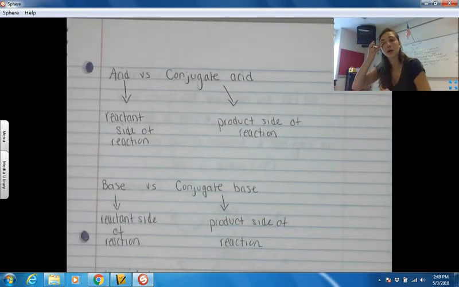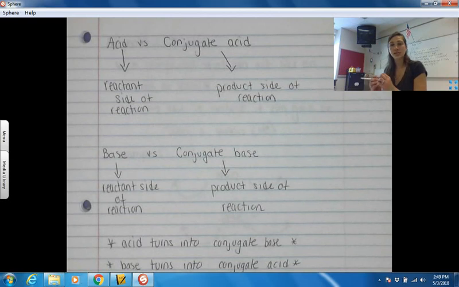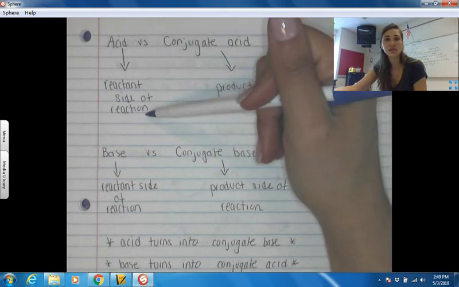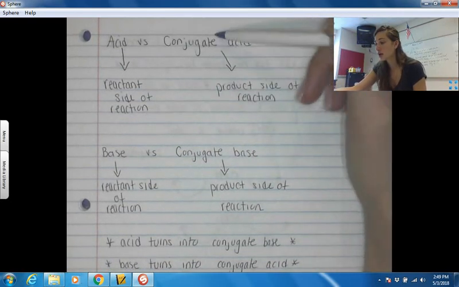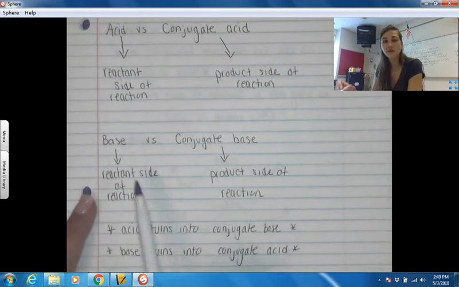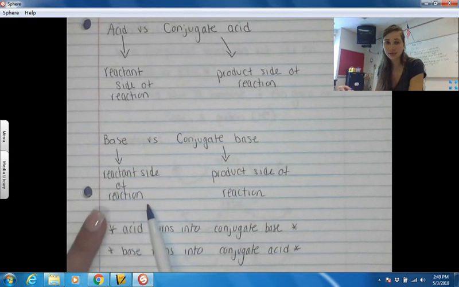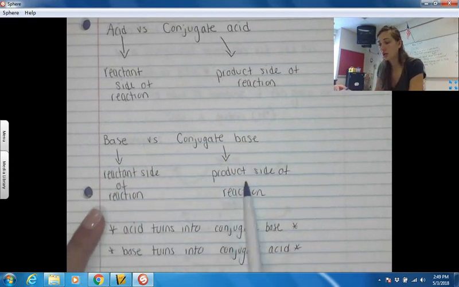The next thing that we need to talk about are conjugate acids and conjugate bases. Basically, the only difference is the side of our reaction arrow that they're on in a balanced chemical reaction. An acid is on the reactant side of the reaction. A conjugate acid is on the product side of the reaction. Same thing for bases and conjugate bases. Your base is on the reactant side of the reaction, and your conjugate base is on the product side of the reaction.